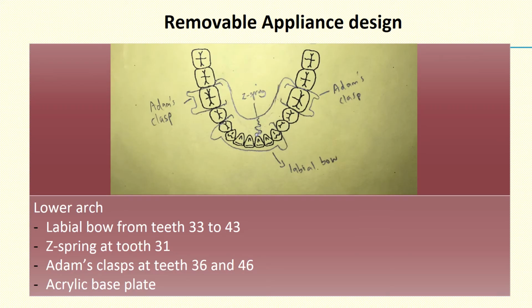So this is the design for the lower removable appliance. It consists of a labial bow from teeth 33 to 43, a Z spring at lingual of tooth 31, Adams clasp at teeth 36 and 46, and the base is acrylic base plate.